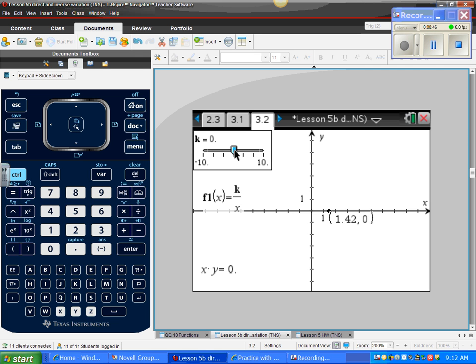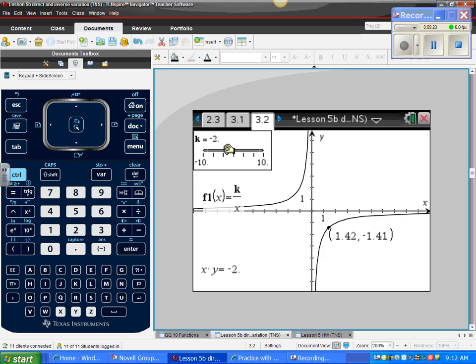Does anybody know what the name of this type of graph is? It starts with an H. Good, hyperbola. Hyperbola. Hyperbole is something from English. Okay. All right, so this is a hyperbola, right? So I want you to pay attention as k gets larger, your constant of variation gets larger. How is this graph changing? It's getting further away from what? From the origin. Okay. When with 0, we know that it disappears because the whole function becomes 0.